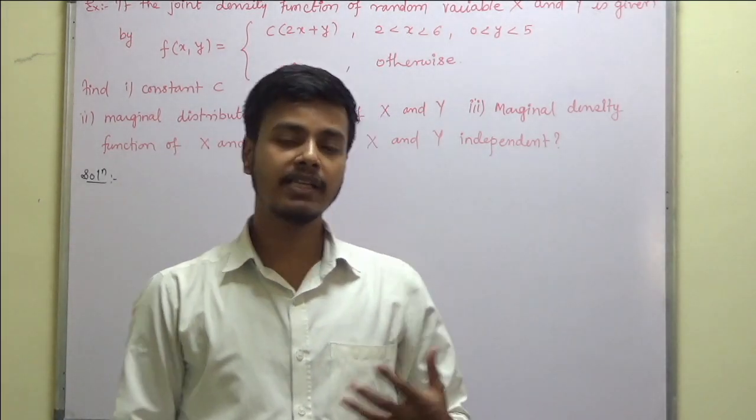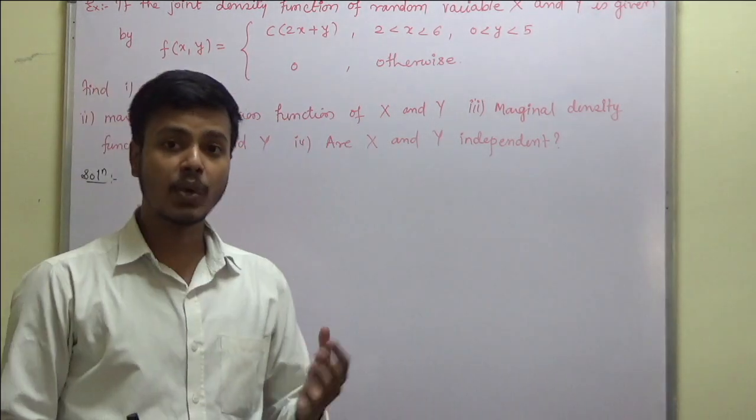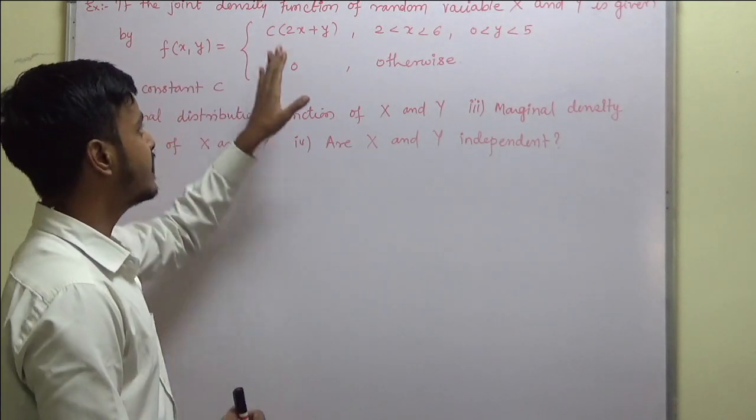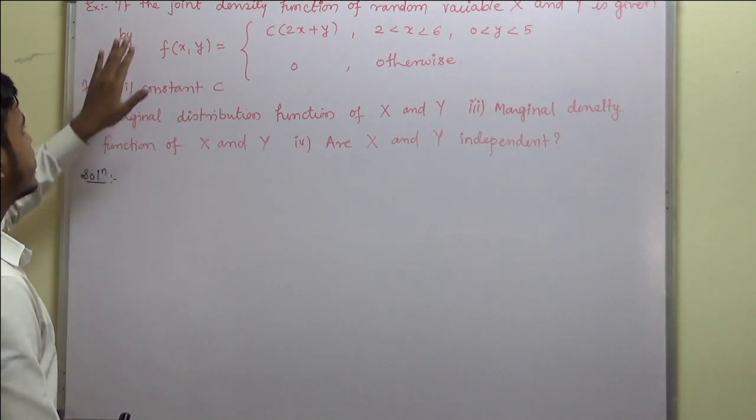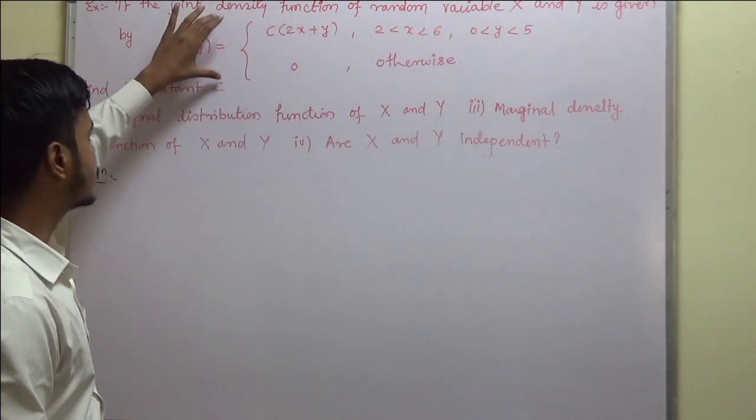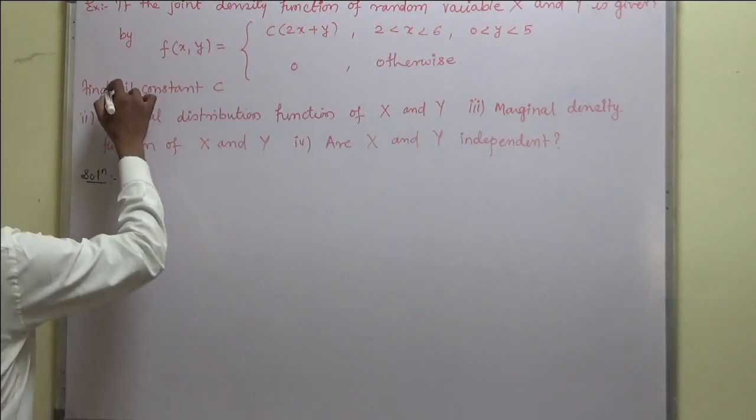As you know, in the previous learning video we have seen what is joint distribution for continuous random variables, and in this learning video we'll see a problem on the same topic. So here this problem says the joint density function of random variables x and y is given to us like this, and we have to find certain things. Let us concentrate on the first one.